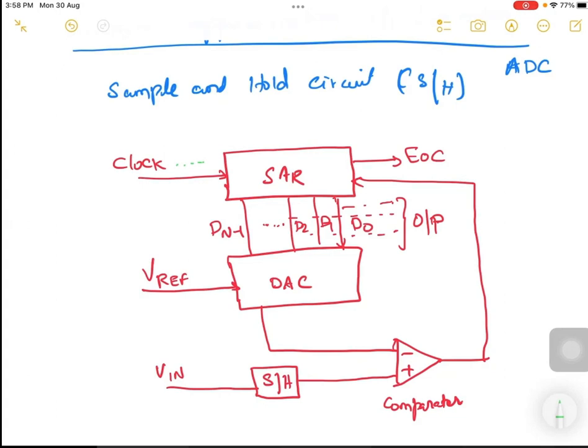Based on that, a value is computed, and this voltage we call VDAC. The output voltage from the digital to analog converter comes here and is compared with Vin. Based on the comparison, some value is fed back to the successive approximation register. Finally, once the end of conversion happens, the value stops. Once you calculate that value, you get the digital equivalent. This is the simple logic.